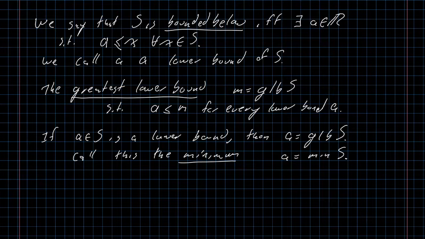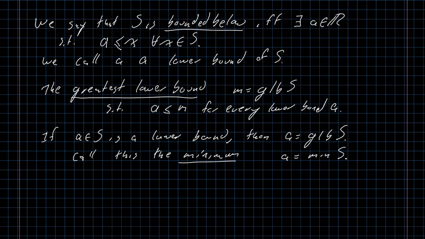All right, it's all the same language over again, so that's why I'm going through it fairly quickly this time. We say that S is bounded below if and only if there exists some element of the real numbers, so that that element is less than or equal to x for every element x in S. Everything in S is bigger than some floor value. We call that value a lower bound of the set.